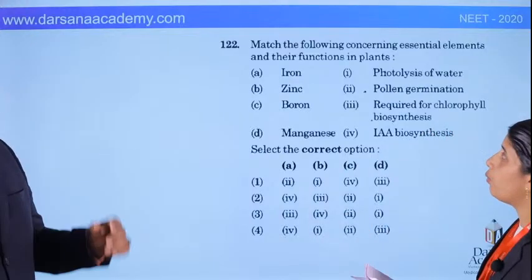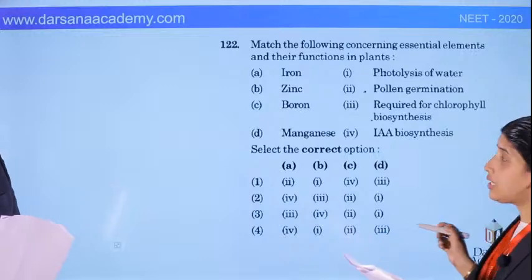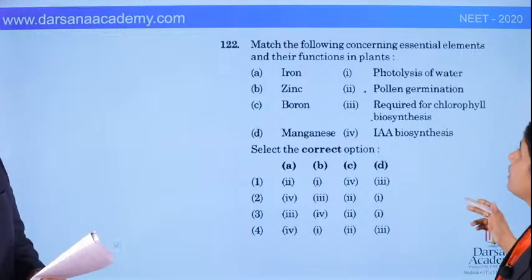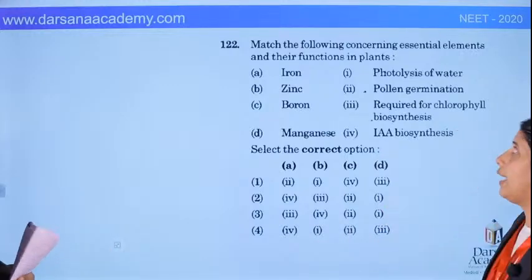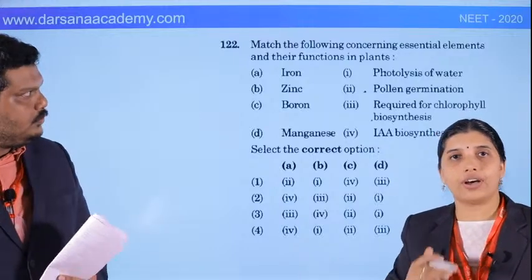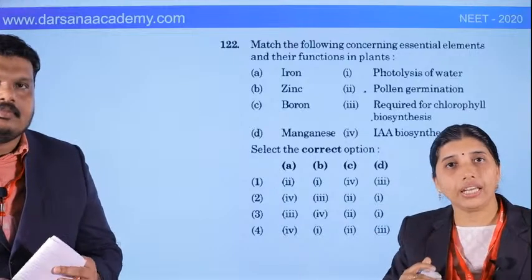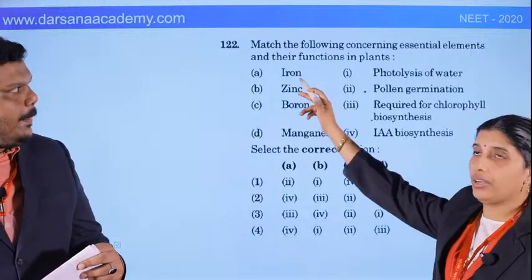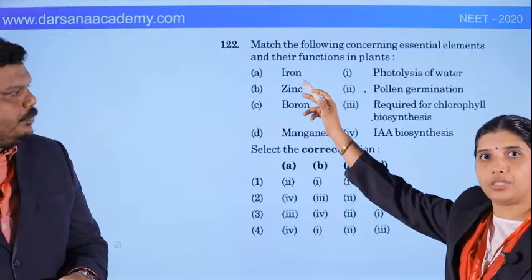What about question number 122? Match the following concerning essential elements and their functions in plants. Already a very important area from mineral nutrition. We know that the functions of minerals are very important. What is the function of iron? Iron helps in the synthesis of chlorophyll.